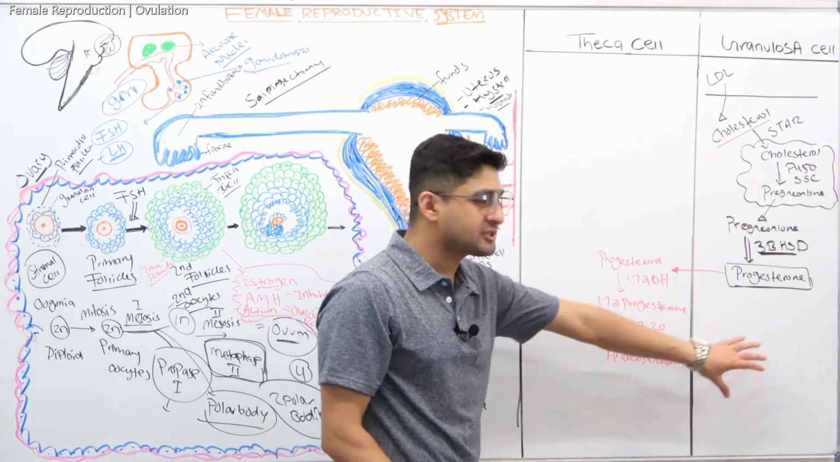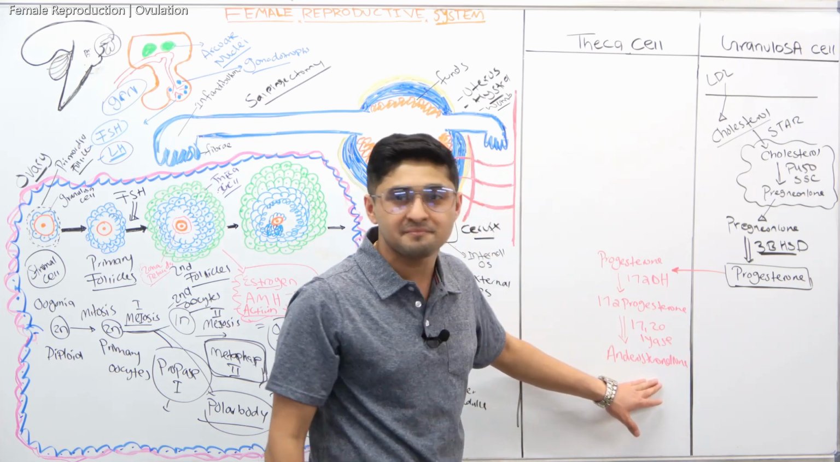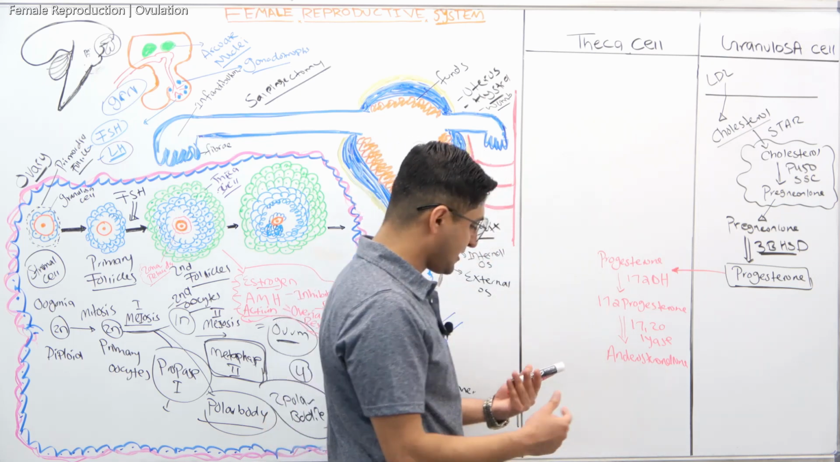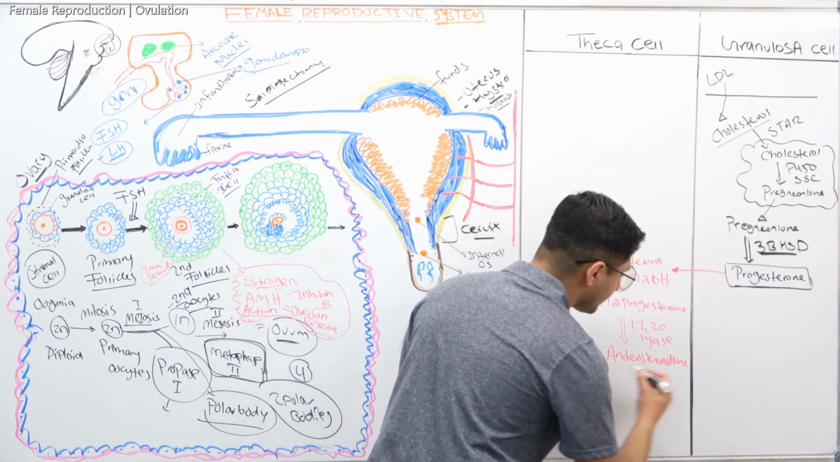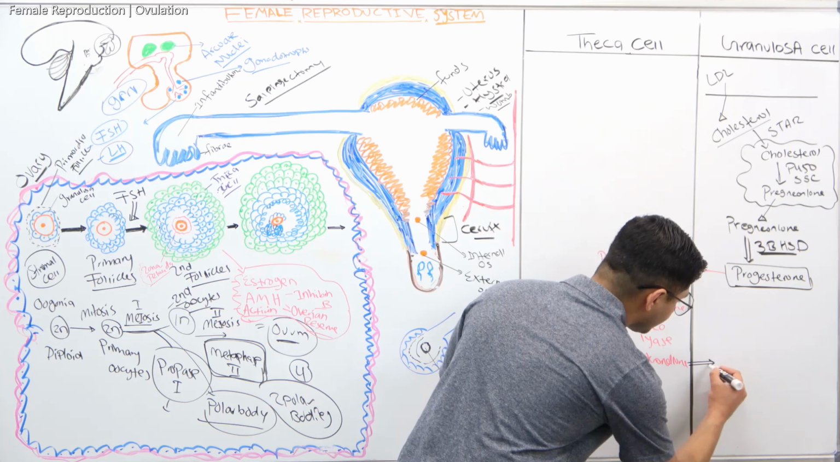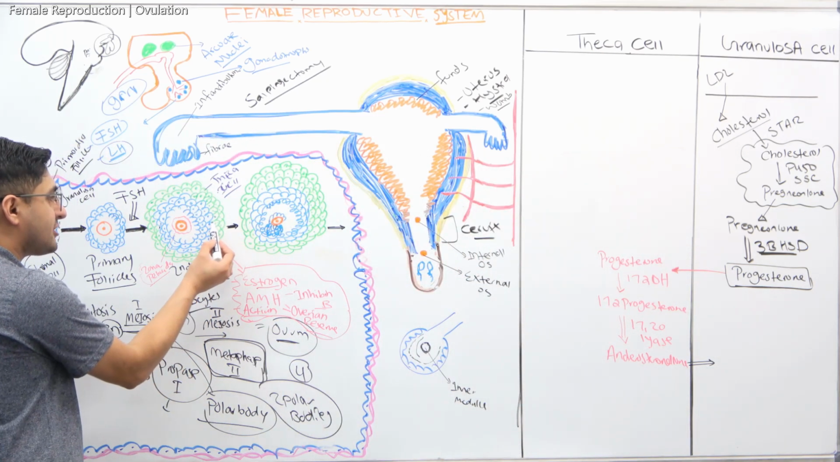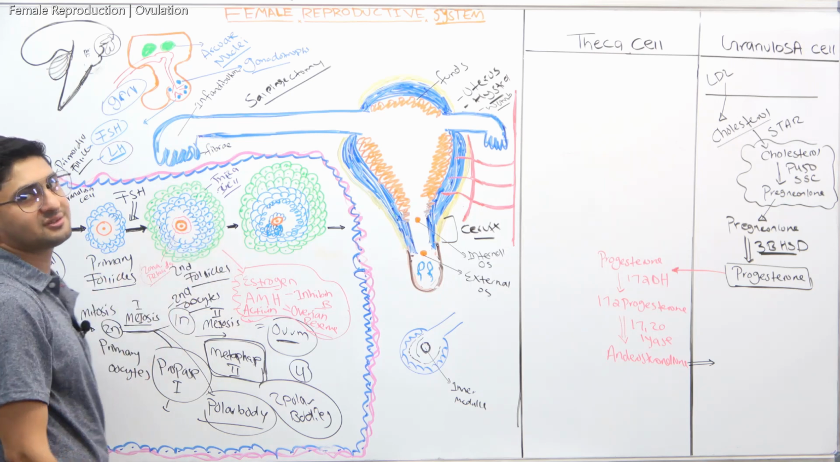Now, remember, these hormones are male hormones. So what is going to happen? But how do we make estrogen? Now we know what's going to happen. This androstenedione, you make male hormones in your theca interna, right? Now this androstenedione will diffuse through the granulosa cell.